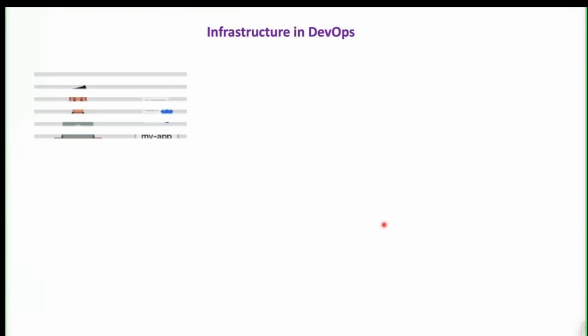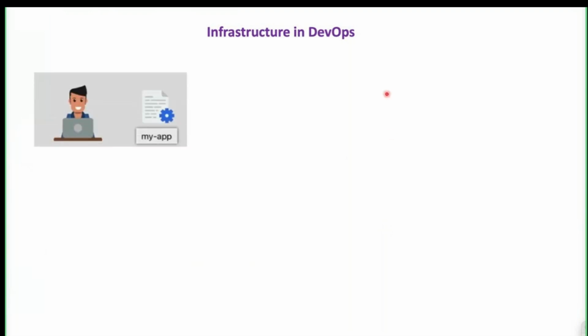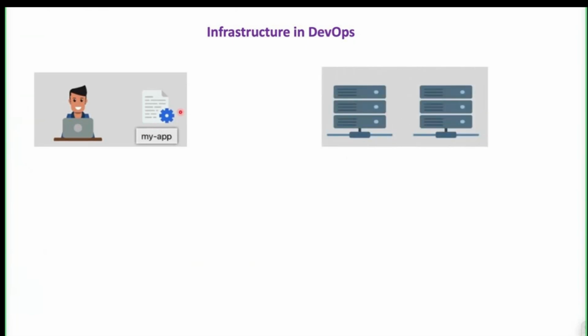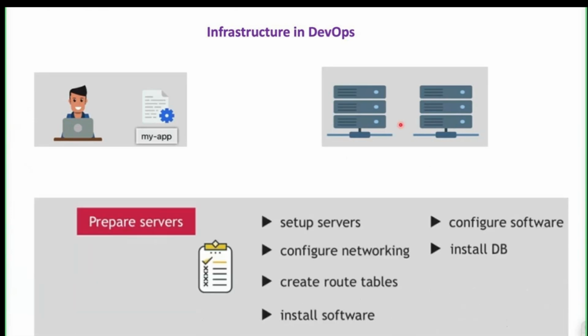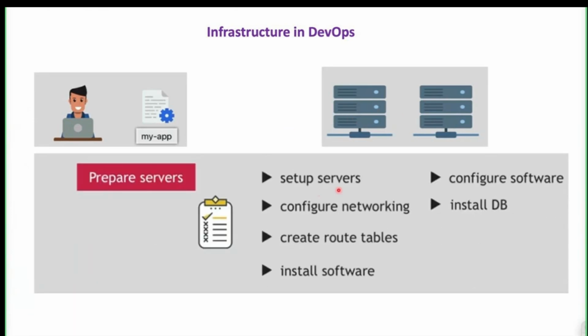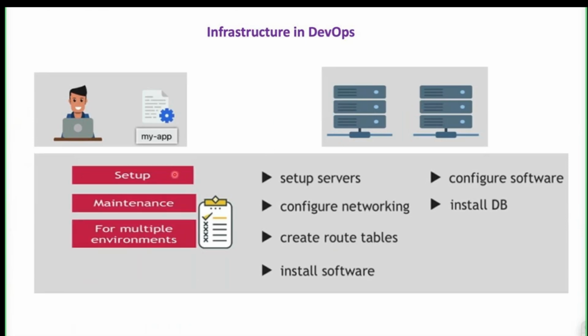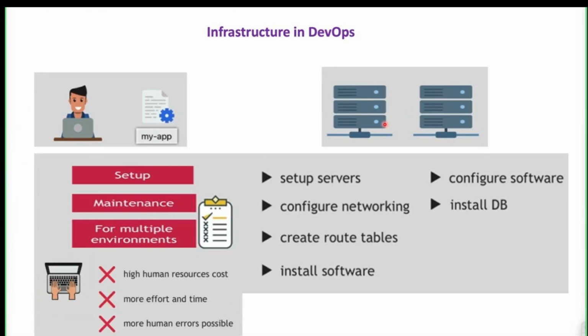Okay. So before jumping into that, we will see how infrastructure is handled in the DevOps culture traditionally. There will be a developer, he developed an application, and that has to be deployed into any kind of servers, any kind of infrastructure, right? So for that, the operation team has to set up servers, configure network, route tables, install the required software, everything. After that, he has to maintain it, and he has to follow the same thing on the different environments, right? So what are the problems in these?